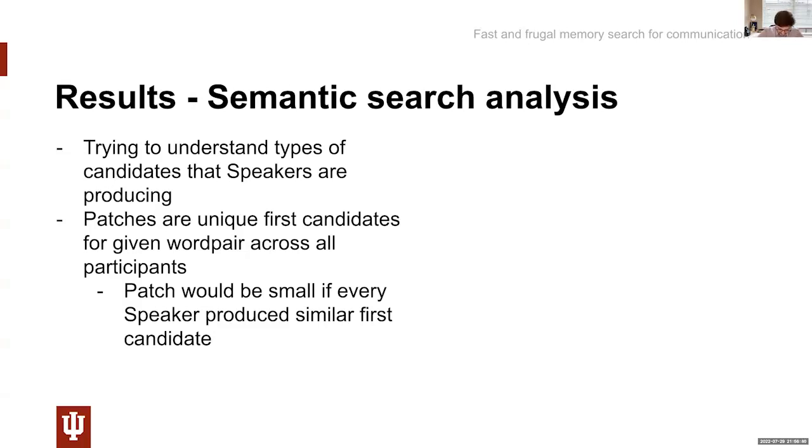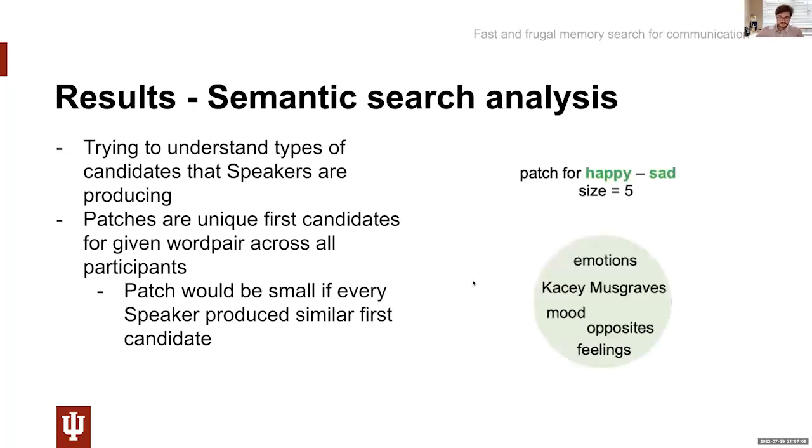Every trial, the speaker would generate their 3 to 8 candidates, and the first candidate that was given was then grouped across all participants for all word pairs for all trials. That was then used to create a patch consisting of these unique first candidates. For example, a patch would be very small if every speaker produced similar first candidates, which we'll see here. For the given patch of happy and sad, the size is only 5.